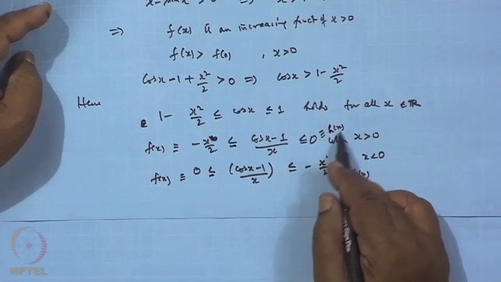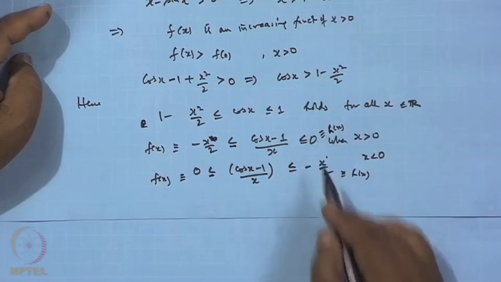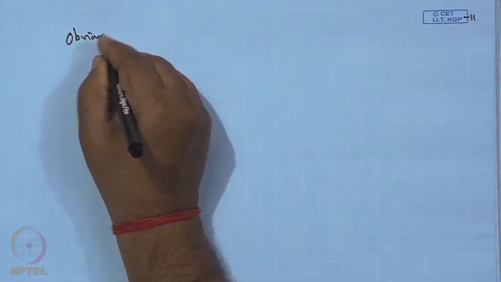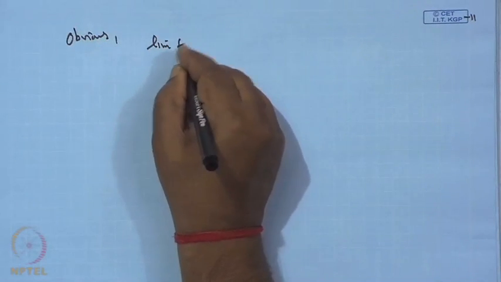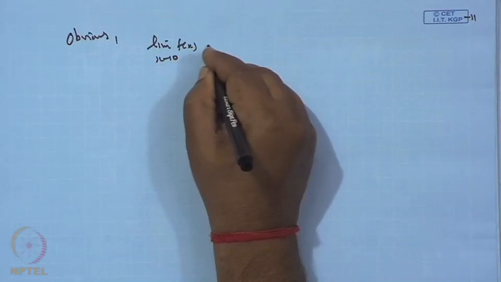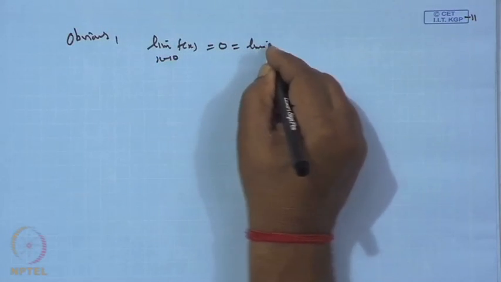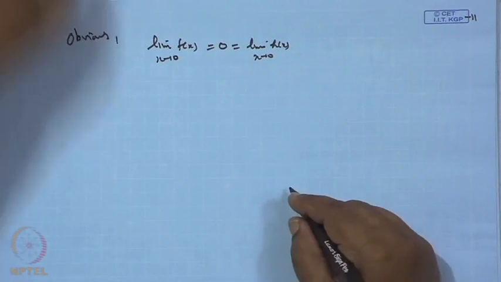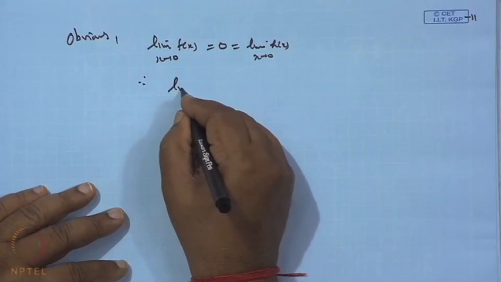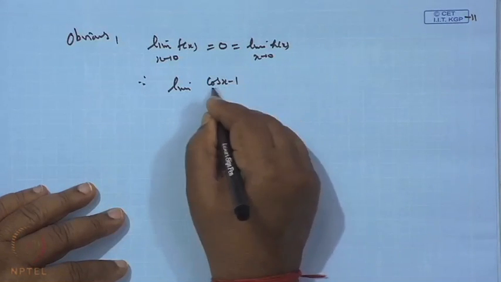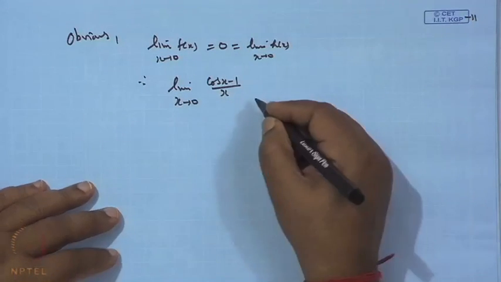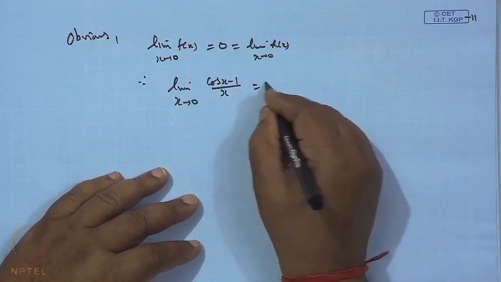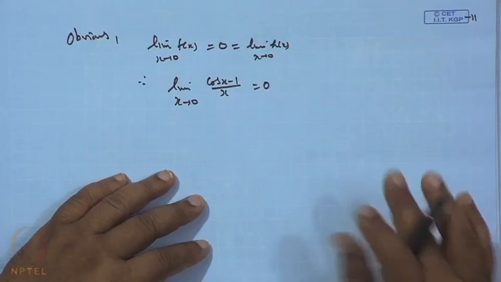Limit of h(x) when x tends to 0 is 0. So, obviously, the limit of f(x) when x tends to 0 is the same as the limit of h(x) when x tends to 0; both come out to be 0. Therefore, the limit of (cos x minus 1) by x when x tends to 0 will come out to be 0. So, that is the advantage.